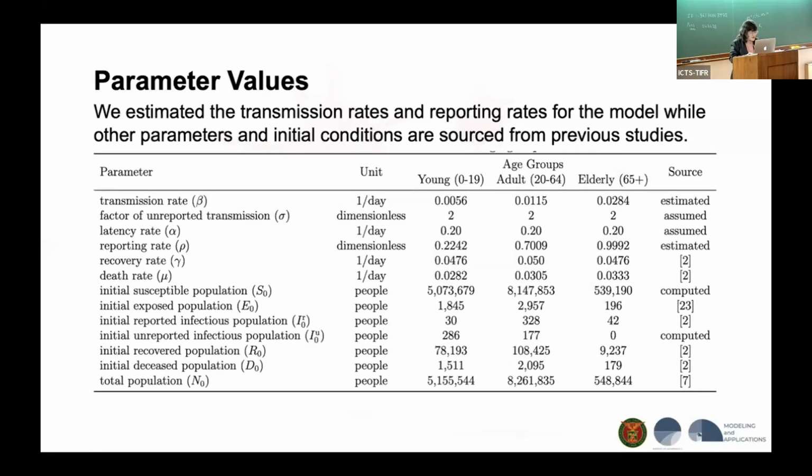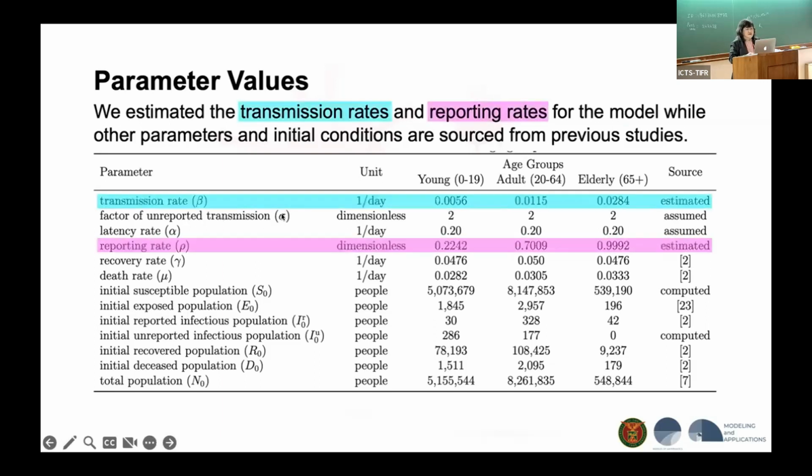This table shows parameter and initial values for the different groups, which we will use in our computation. Most of the parameter values were assumed. If you take a look at sigma and also alpha, these are assumed. The others are computed, such as the initial susceptible population and the initial unreported infectious population. The remaining ones are taken from available sources. The only thing we have to do is to estimate the transition rate and reporting rate, because these values are country or region specific and not readily available.